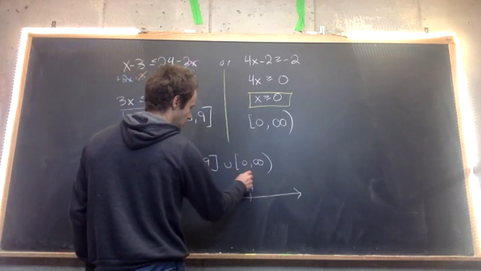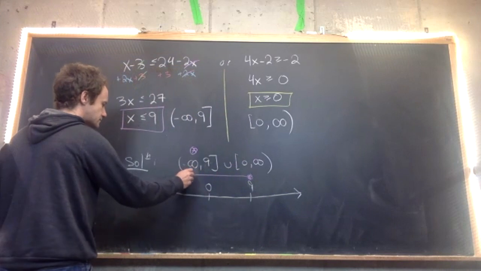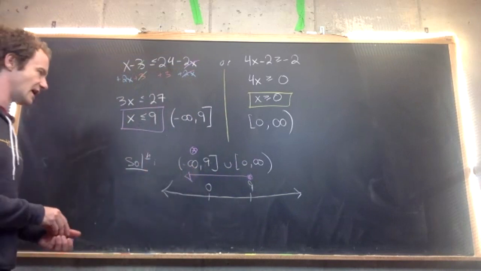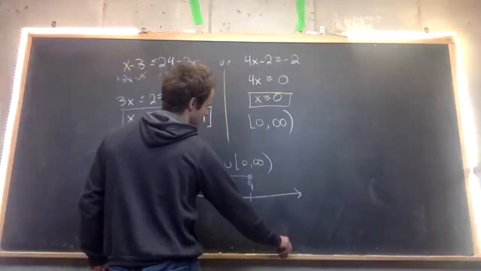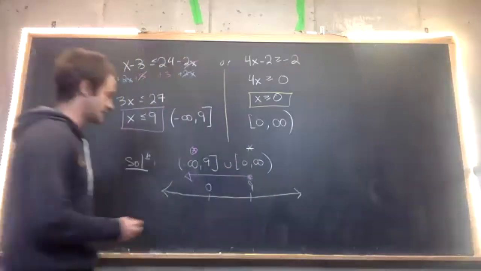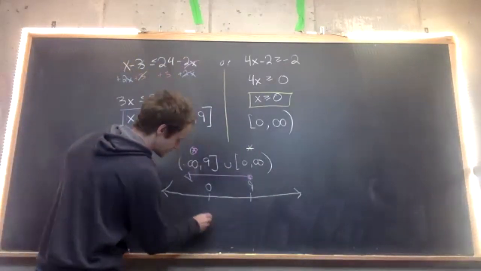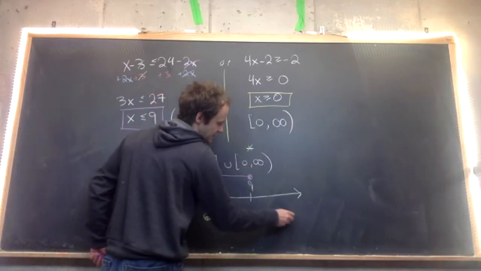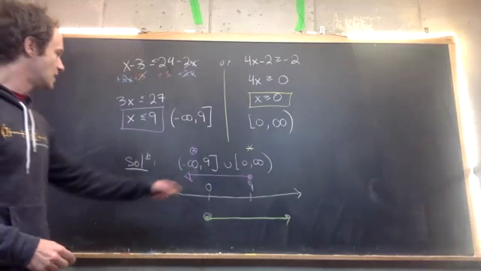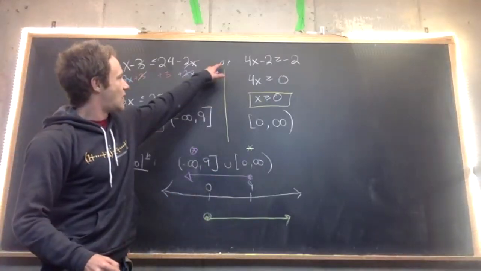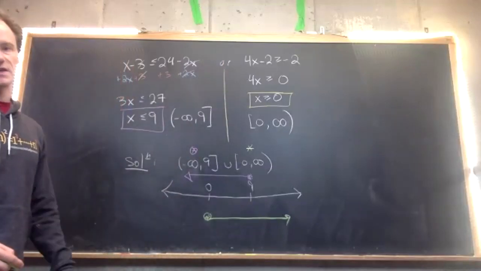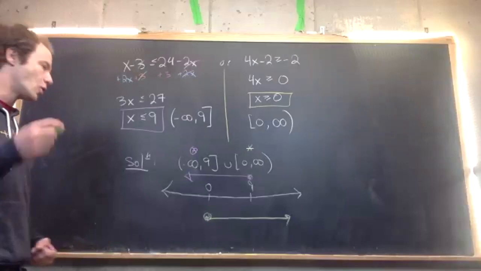Here I'll put a closed circle there, and then we have shading all the way to the left. Then let's put this one in green. That's going to be everything bigger than or equal to 0. So we include 0, we'll put a closed circle at 0, and then shade everything to the right. Now we're looking for all the numbers that are in the purple set or the green set. So one or the other.